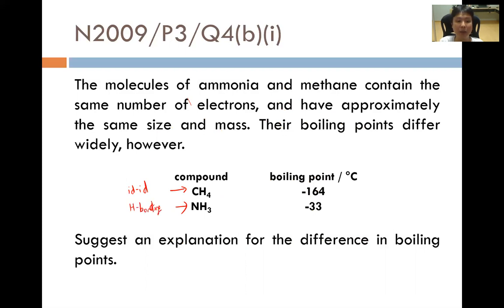So the way you answer the question is that the type of interaction between NH3 and NH3 is through hydrogen bonding, which is much, much stronger than the ID-ID interactions between methane molecules. Hence, a greater amount of energy is required to break the hydrogen bonding between ammonia molecules, and hence ammonia has a much higher boiling point as compared to that of methane.